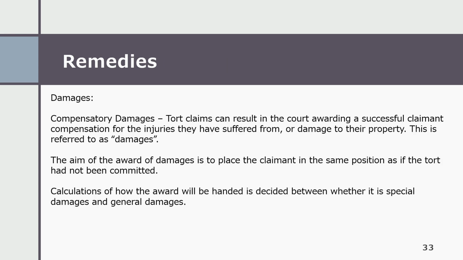So remedies. Damages. Compensatory damages: tort claims can result in the court awarding a successful claimant compensation for the injuries they have suffered or damage to their property. This is referred to as damages. The aim of the award of damages is to place the claimant in the same position as if the tort had not been committed. Calculations of how the award will be handled are decided between whether it is special damages or general damages.